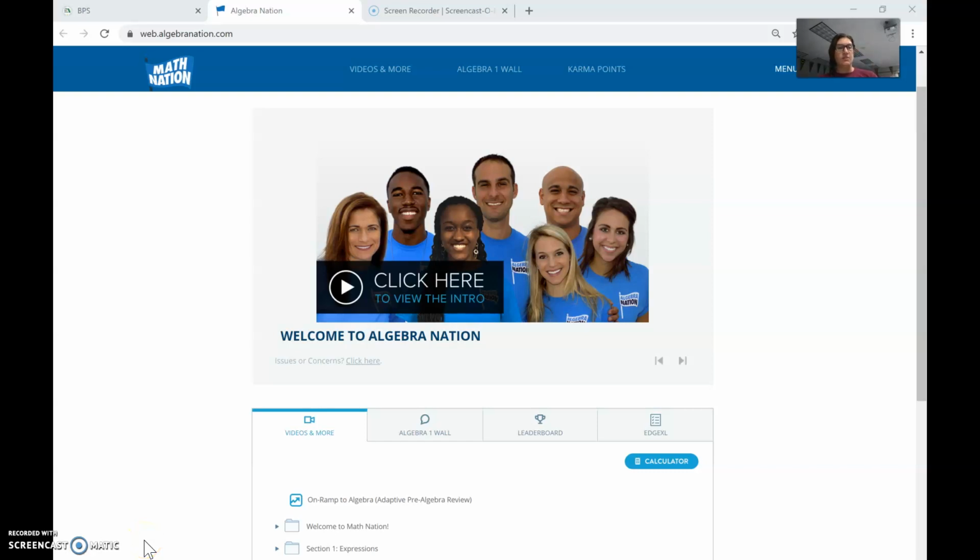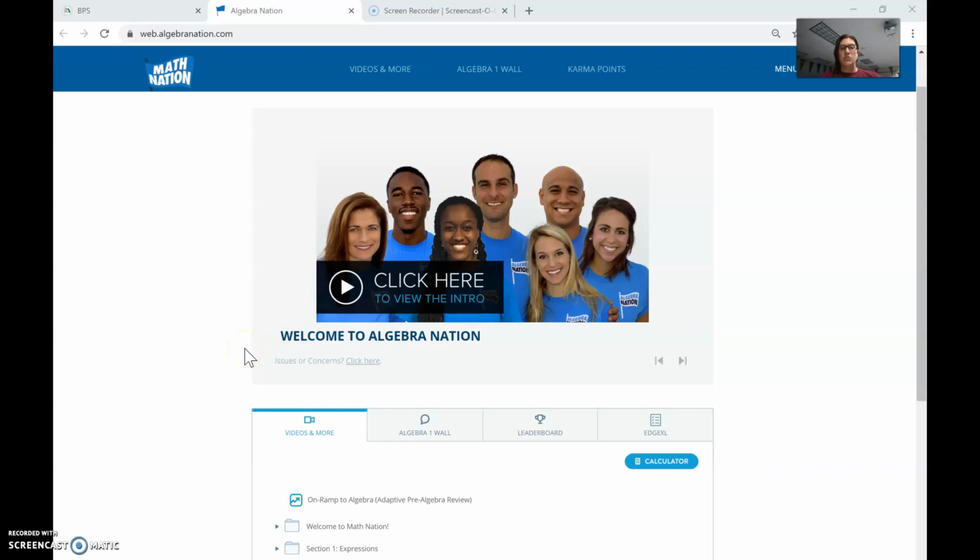So I'm just going to run you guys through a few of the tools that MathNation offers you for help. If you haven't already, go to your Launchpad and add BPS Algebranation. If you just put BPS algebra, it should pop right up. It's going to have a blue background, like this icon up here.